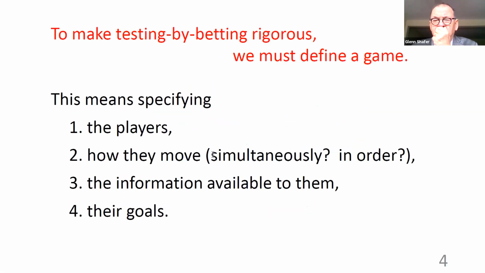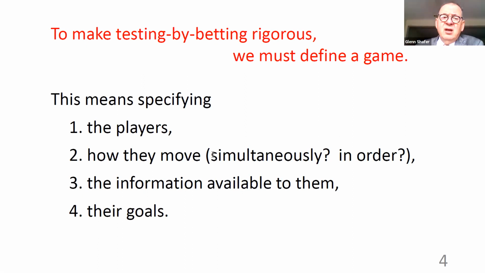To make this testing by betting rigorously mathematics, we have to define a game. According to game theory, what do you have to do to define a game? You've got to say who the players are. Well, we seem to have players here: the person betting and the person we're betting against, but that's not the whole story. So we need to fill that out.